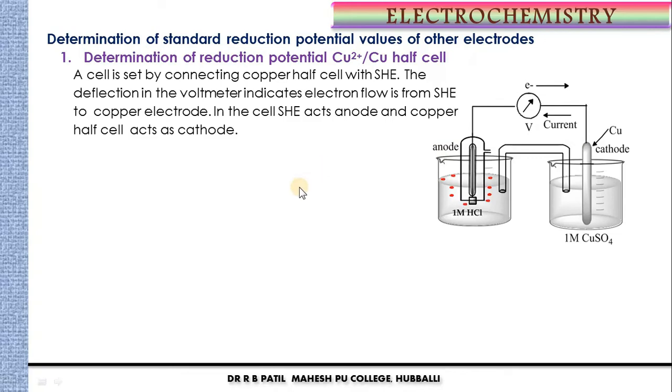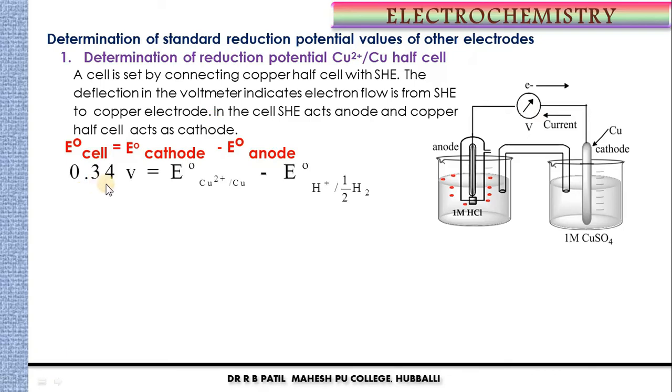Now let us calculate E naught cell. E naught cell is equal to what? E naught cathode minus E naught anode. This is the formula we have to use when we write values in the form of reduction electrode potential. E naught cell, EMF of the cell, is equal to EMF of the cathode minus EMF of the anode. Okay, and here the value comes out to be 0.34 volt.